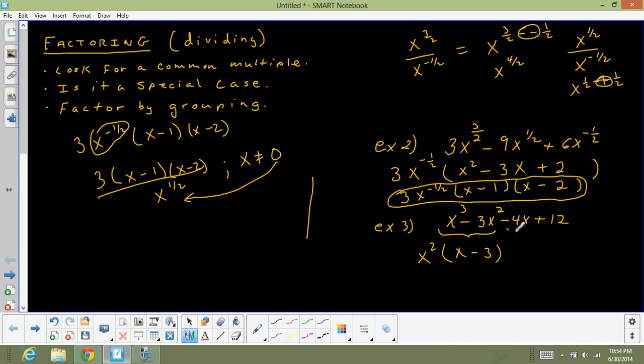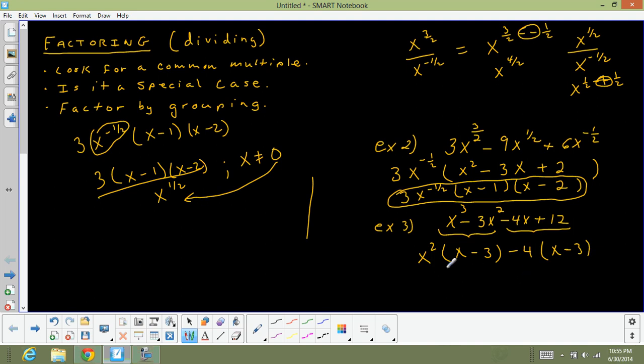And then as you look at the last pair, you can see that they're both multiples of 4. And I'm actually going to factor out a negative 4. And by factoring out that negative 4, when negative 4x gets divided by negative 4, that's going to leave me with a positive x right there. And the plus 12 divided by the minus 4 is going to leave me with a minus 3 in there.